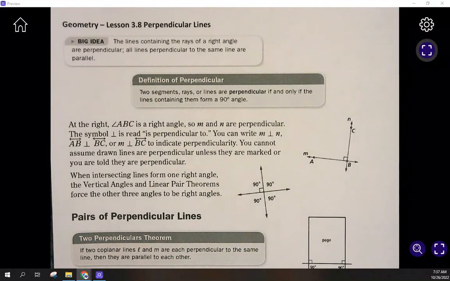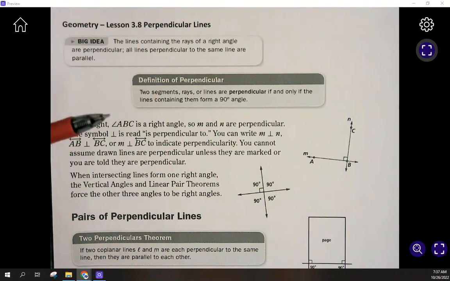This is geometry lesson 3.8. We're going to be looking at perpendicular lines. So the big idea says lines containing the rays of a right angle are perpendicular. All lines perpendicular to the same line are parallel. So we'll break that down here as we work through the notes.